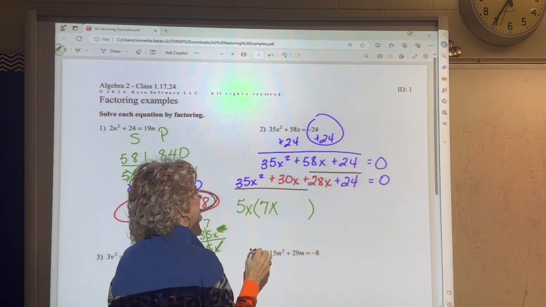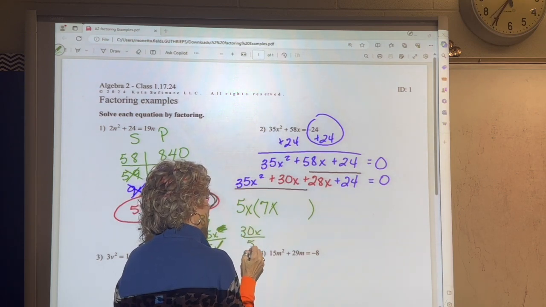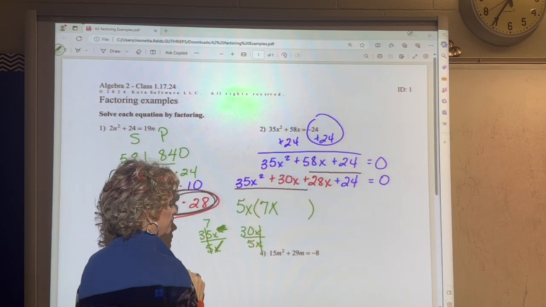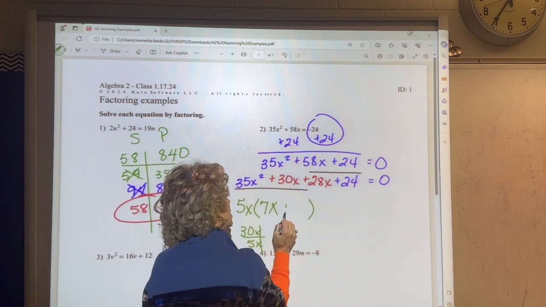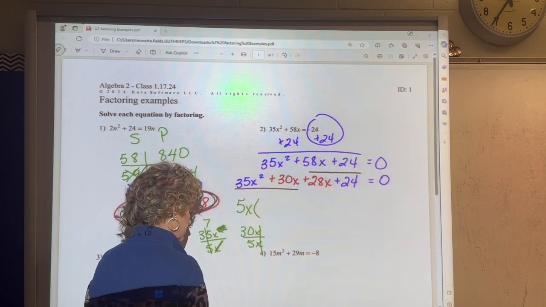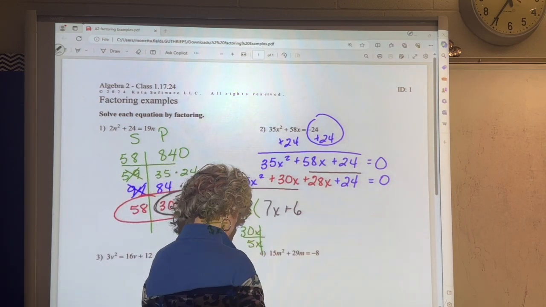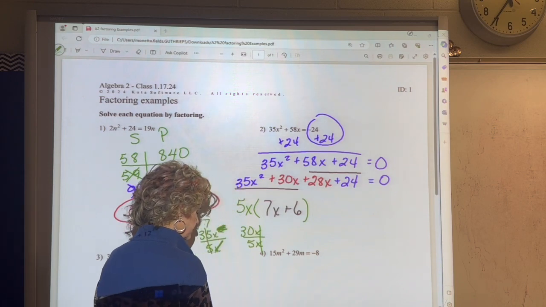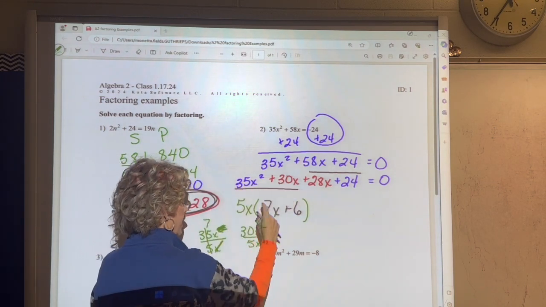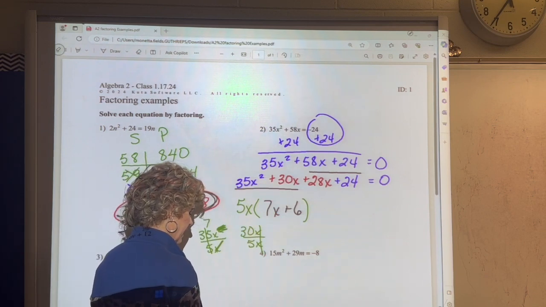7x, okay? And then my 30, I have 30x divided by 5x. The x is canceled. 30 divided by 5 is 6. That's a positive, so I have a positive 6. And actually, let's write this in a different color. Let's go 7x plus 6. There we go. Okay. And so I factored my first one out.